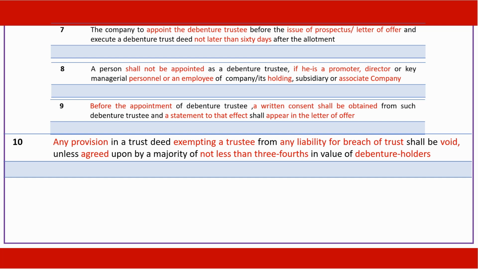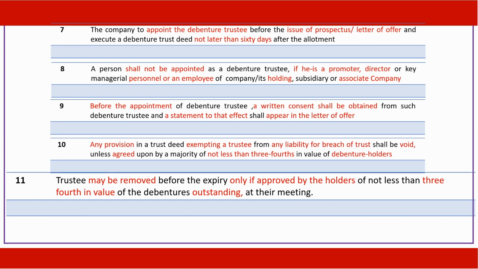The trust deed cannot contain any provision exempting a trustee from any liability for breach of trust, as such exemption shall be void unless it is agreed upon by a majority of 75% of the debenture holders in value. A trustee may be removed only if approved by the holders of 75% in value of the outstanding debentures, and it should be done in a formal meeting of debenture holders.